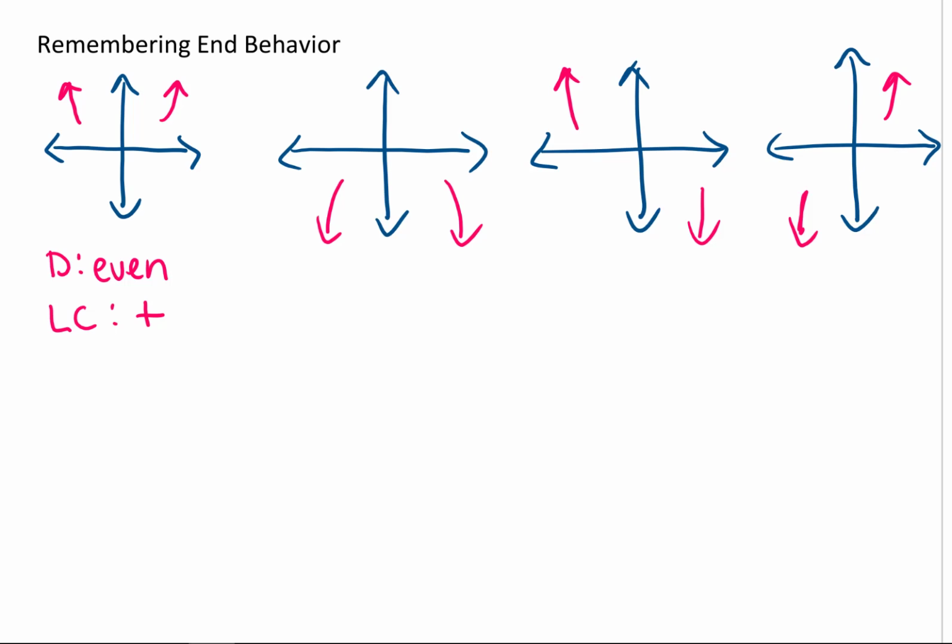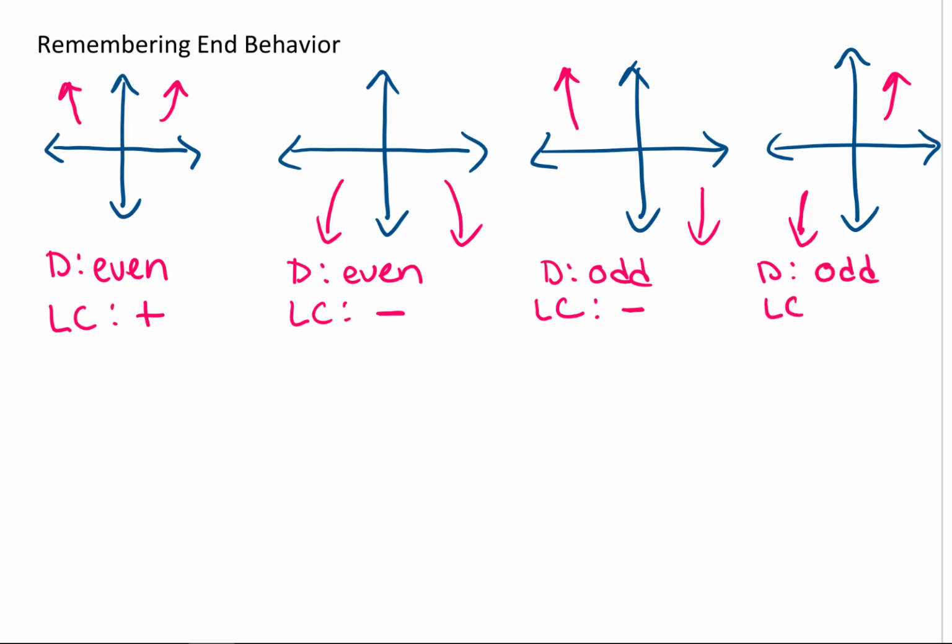If we are going down and down, that means that the degree is also going to be even, and the leading coefficient will be negative, meaning that there's a reflection over the x. If our end behavior is going in 2 opposite directions, then that means our degree is going to be odd. And if our leading coefficient is negative, then it's going to go up on the left-hand side and down on the right-hand side. And for our last example, again, we have an odd degree, and this time our leading coefficient is going to be positive.